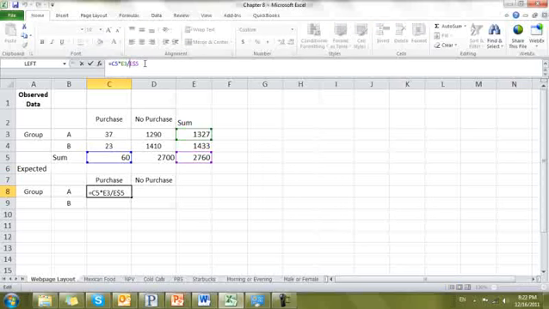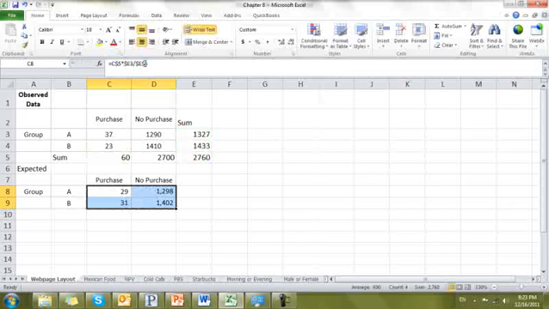Control Z, let's try again. Dollar signs where they belong. I'm going to want to hold this column constant, and I'm going to want to hold this row number constant. Copy and paste. So I would have expected 29 purchases from group A and 1,298 no purchases in group A.